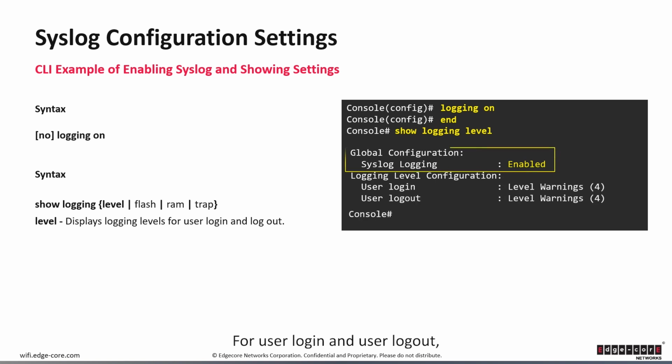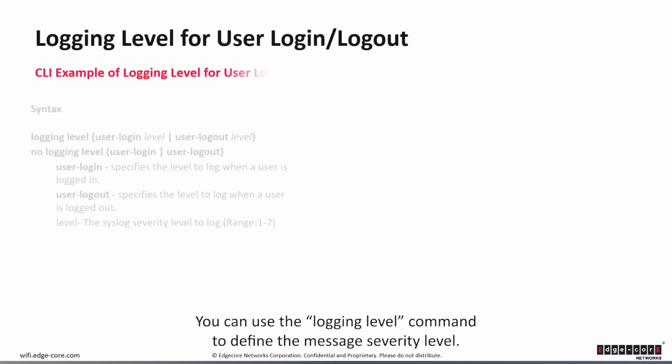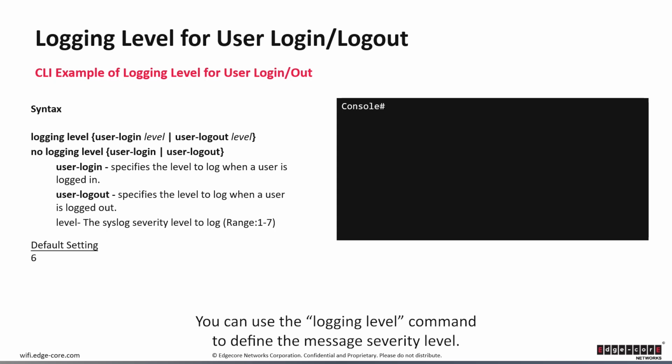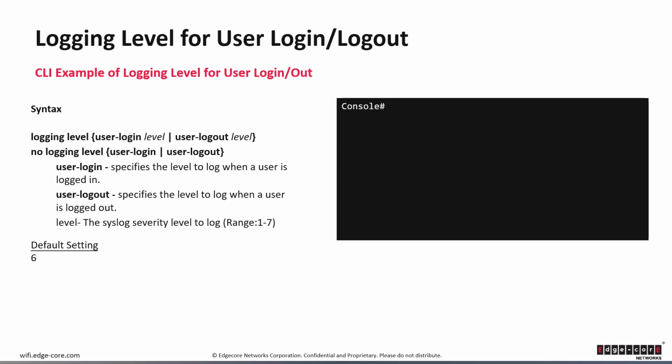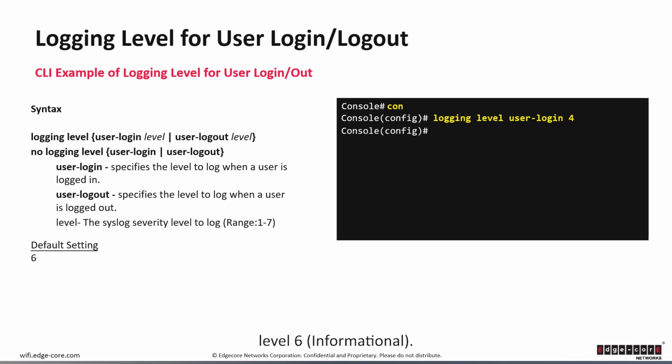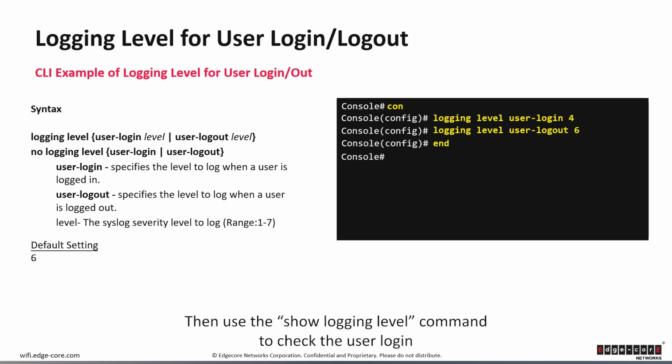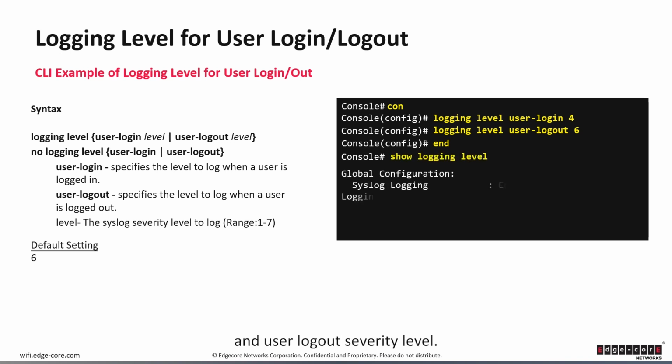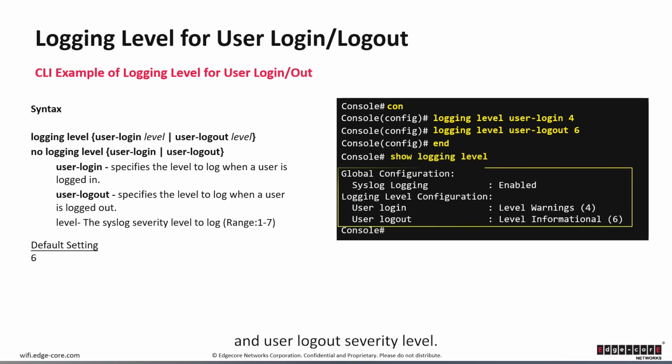For user login and user logout, you can use the logging level command to define the message severity level. In our example here, we configure the user login message to severity level 4, warnings, and the user logout message to severity level 6, informational. Then use the show logging level command to check the user login and user logout severity level.